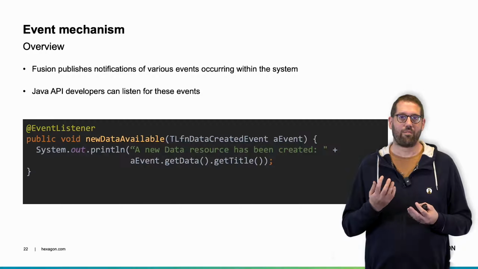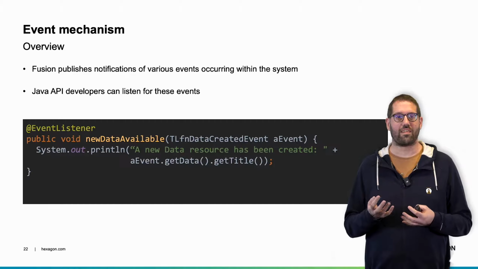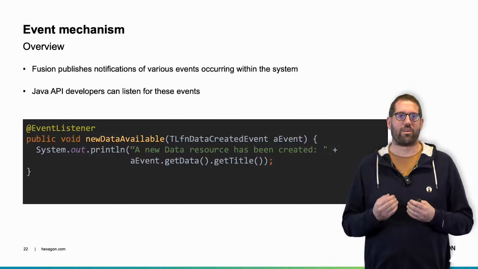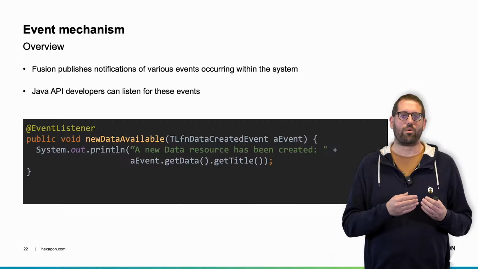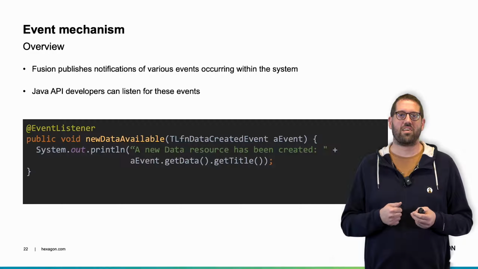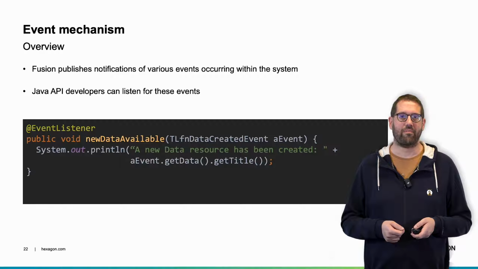For the non-developers in the audience, you could think of it as if you put your phone number on a list somewhere, and anytime a user creates new data in Fusion, Fusion will send you a text message explaining which data was created, when it was created, and by whom it was created. And then you can act on this information.